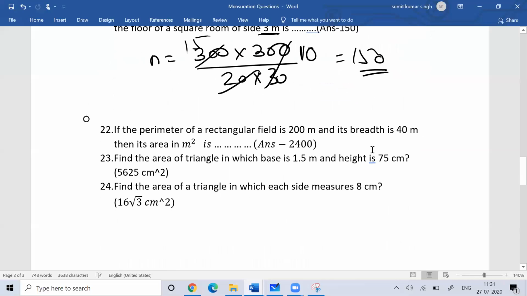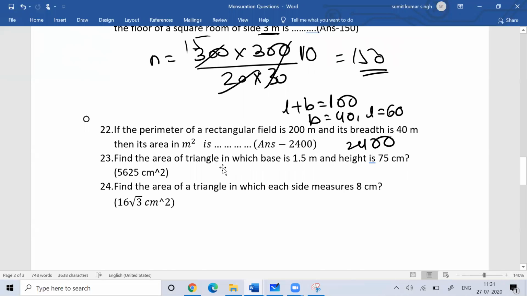Fine. Going further, if the perimeter of the rectangular field is 200, so 2 into L plus B is 200, which means L plus B is 100, and the breadth is 40. So if your breadth is 40, the length would be 60. So what is the area? The area would be 40 into 60, that is 2400.